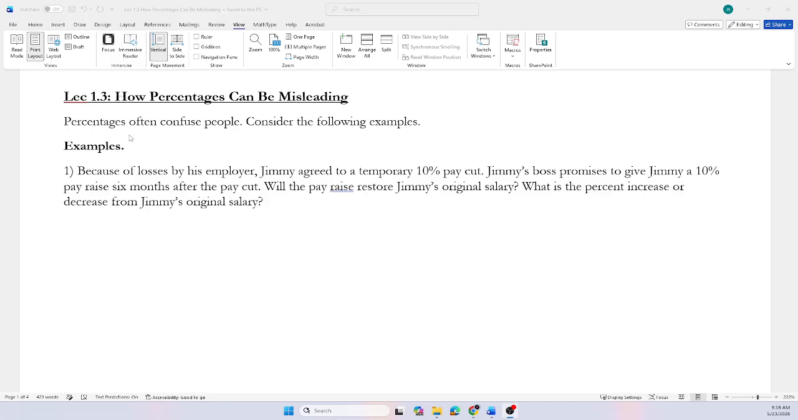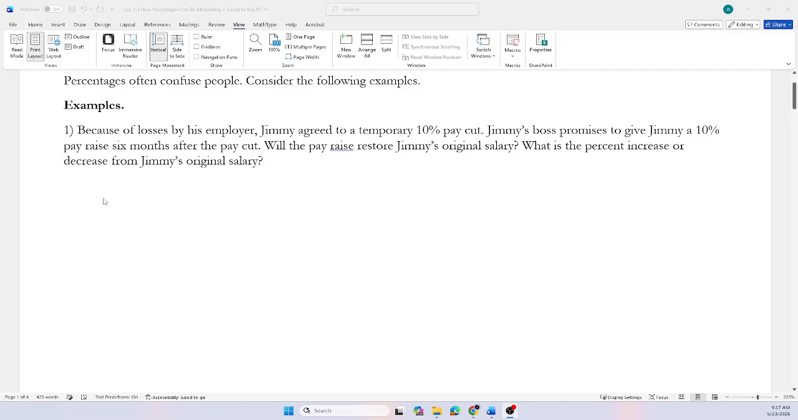Now, we saw when you did relative change that these percentages can sometimes be a little bit misleading. So let's look at this first example. Suppose, because of losses by his employer, Jimmy has agreed to a temporary 10% pay cut. Jimmy's boss promises to give Jimmy a 10% pay raise 6 months after the pay cut. Will the pay raise restore Jimmy's original salary?